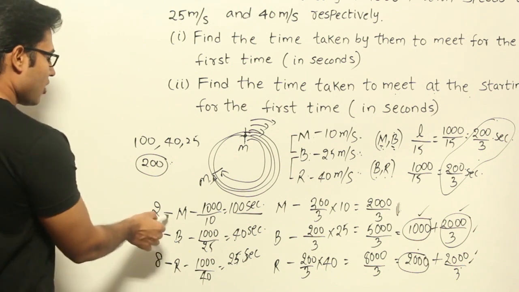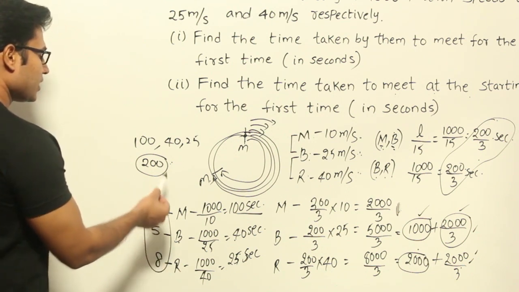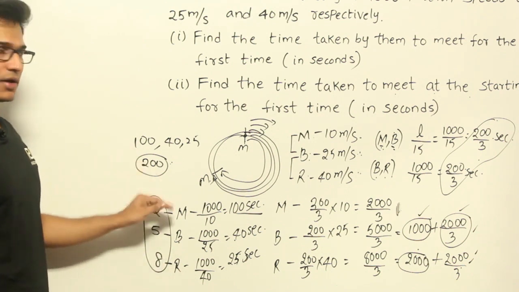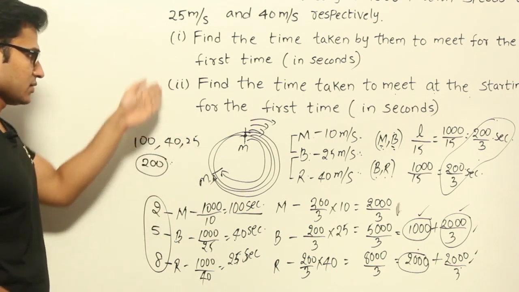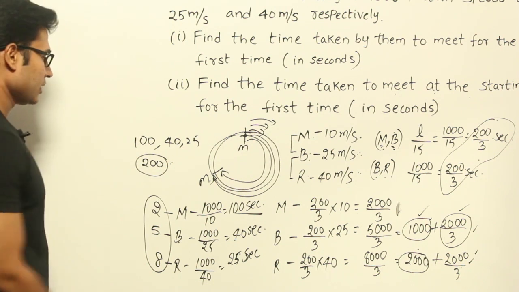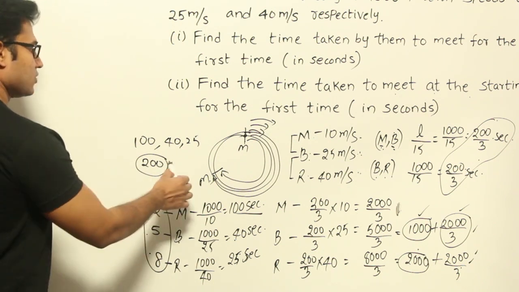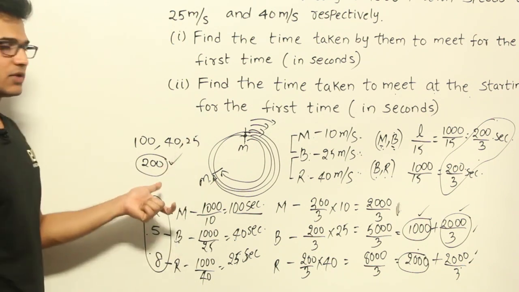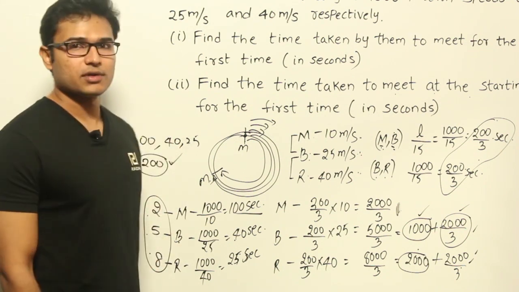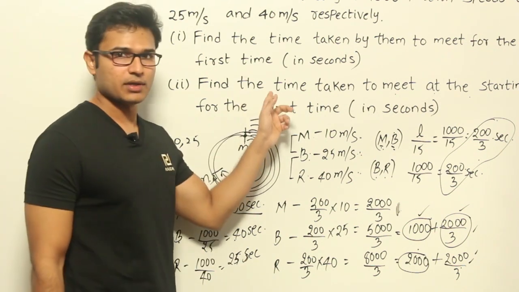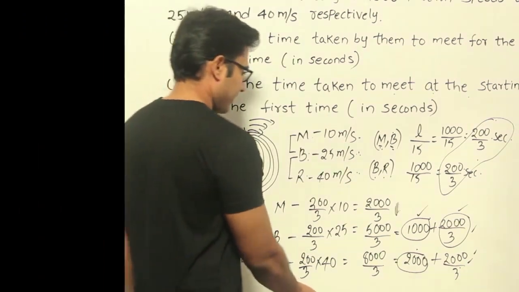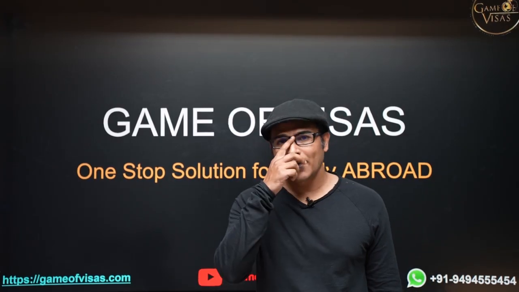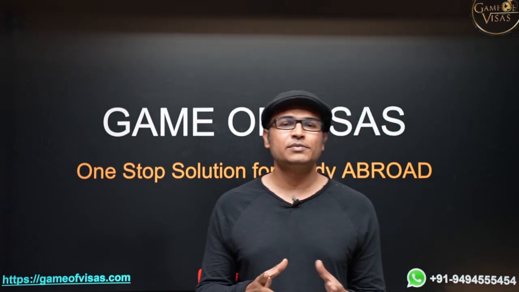Now what does it mean? All of them have covered some integral number of rounds and they are at the same place at that particular time, which is 200 seconds, they are standing at the starting point. So that is why this is the answer, right? So at 200 seconds they are going to meet for the first time at the starting point. This one we have already seen in the LCM topic, and this one you are going to do this way. Okay, fine.